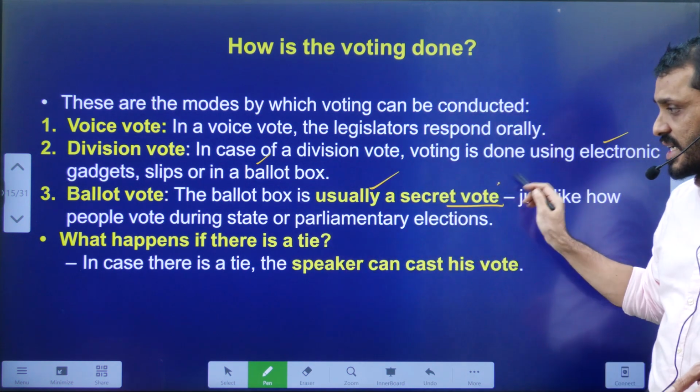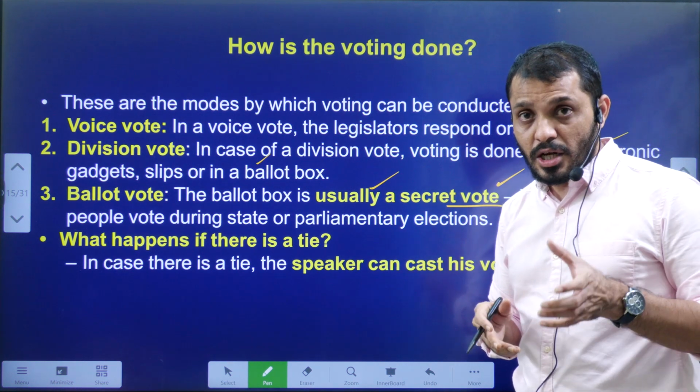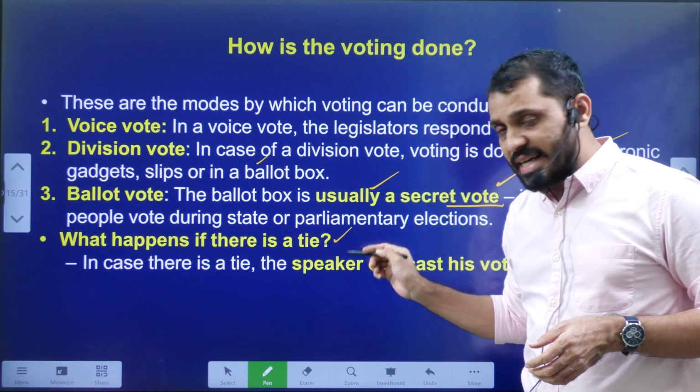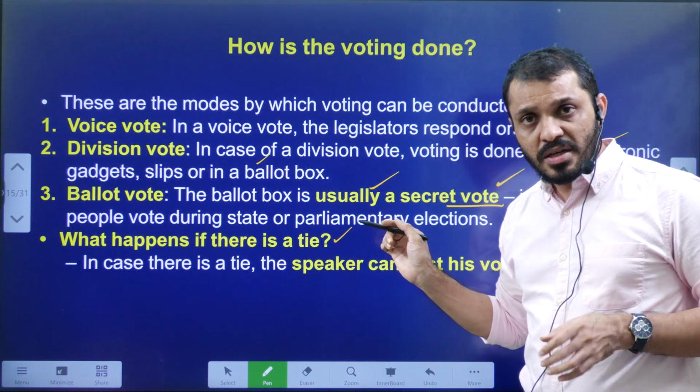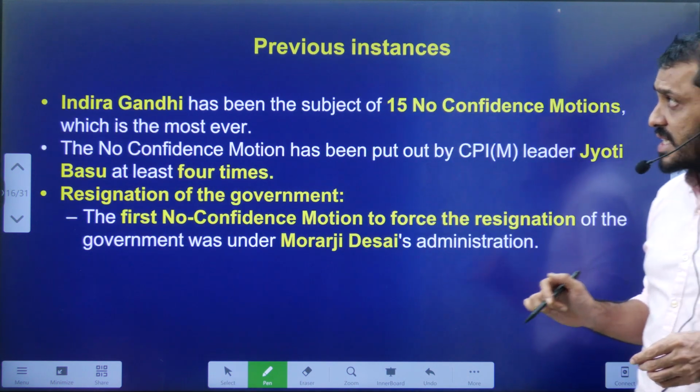Usually it is secret voting. Generally you will observe the ballot type of voting in the local body elections also, local government elections. In case there is a tie, you know, students, the speaker will do the casting vote. The presiding officer can exercise the casting vote.